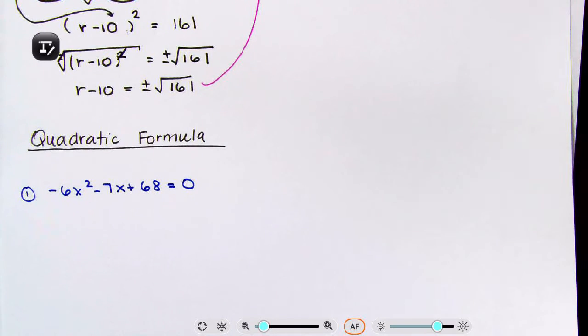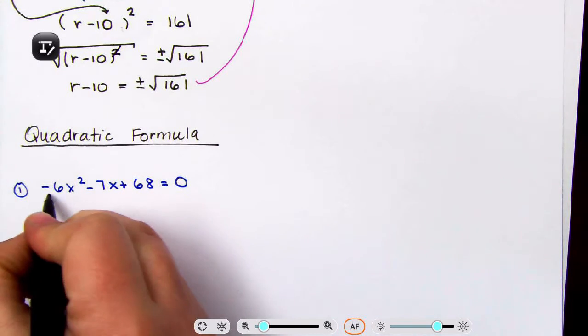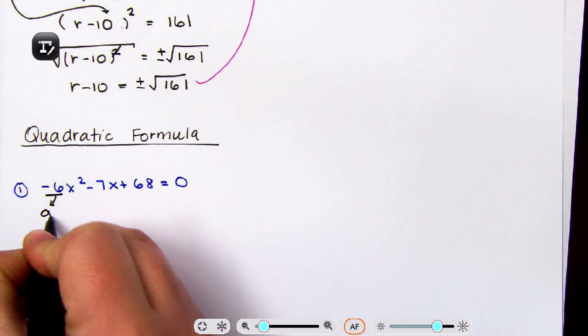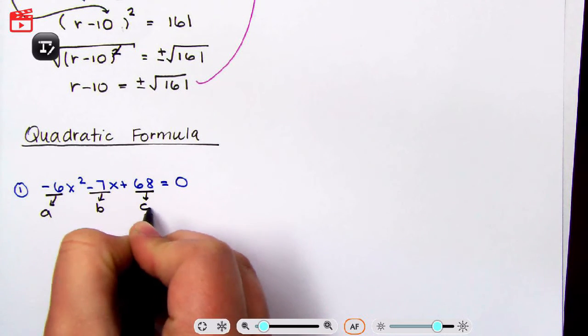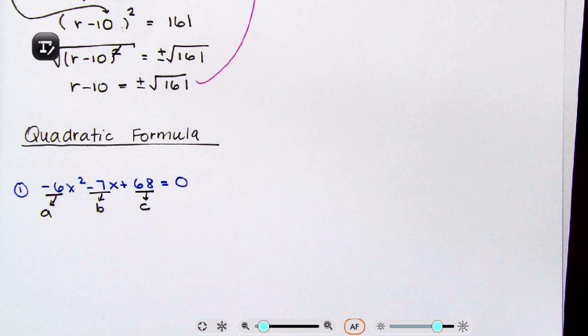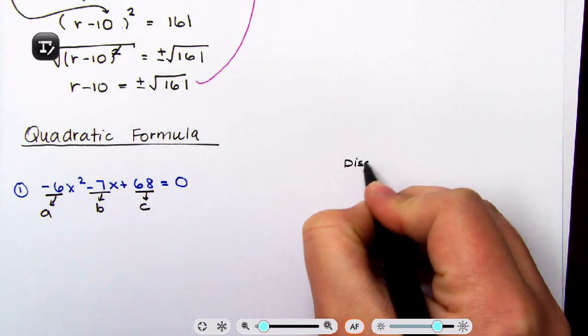Very last one here is the quadratic formula. For the quadratic formula, you have to know what the quadratic formula is. Before we do that, let's say this is our A, this is our B, and this is our C. We were talking in class about the discriminant. The discriminant tells us the quantity of solutions it's going to give us. It doesn't tell us how many solutions it is. So let's find the discriminant first.